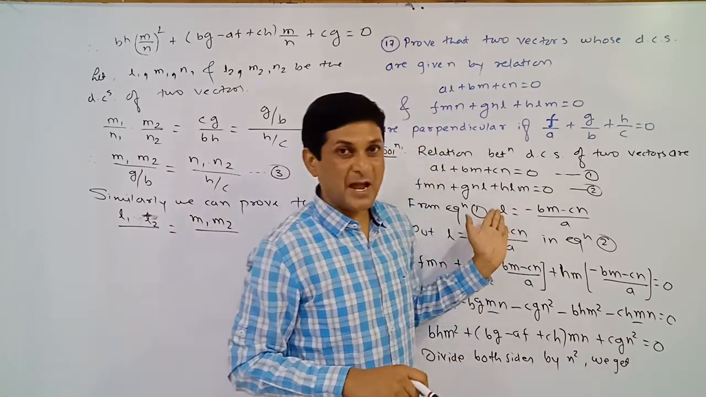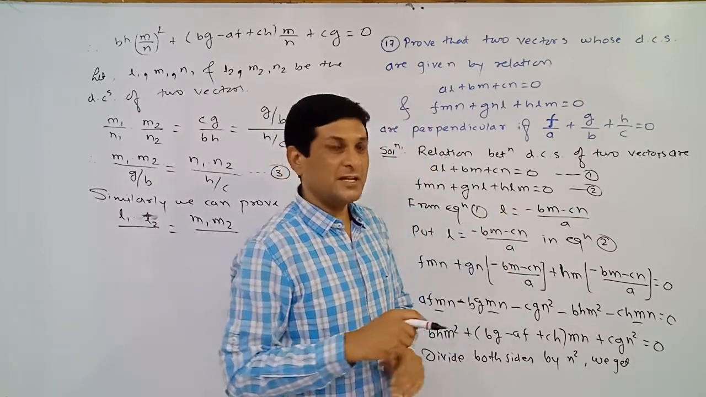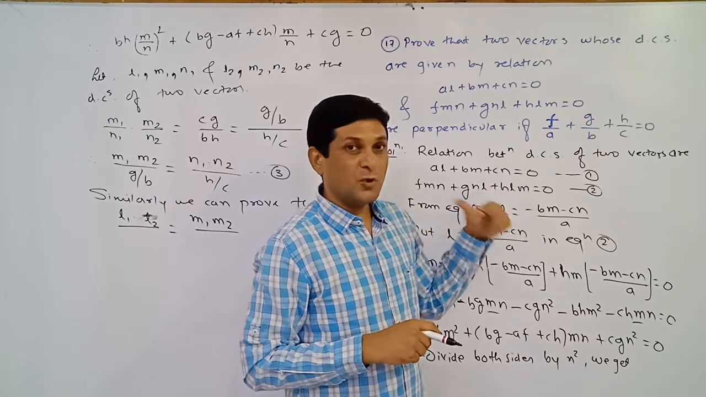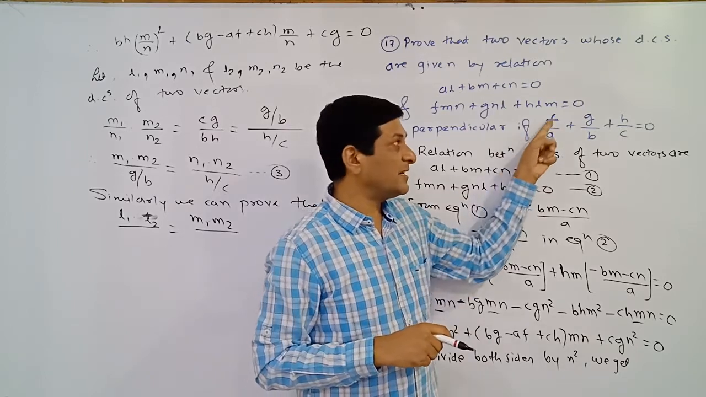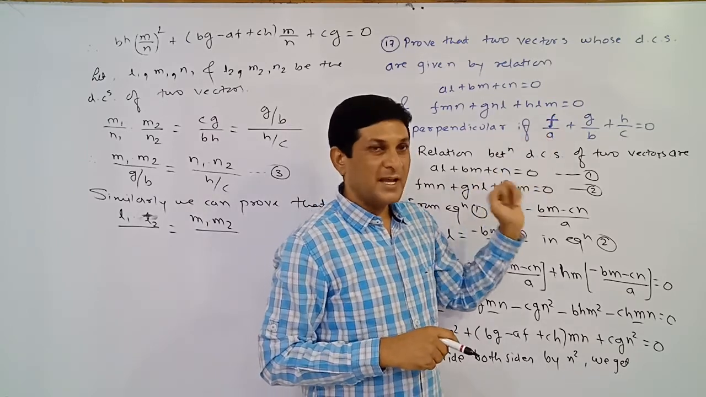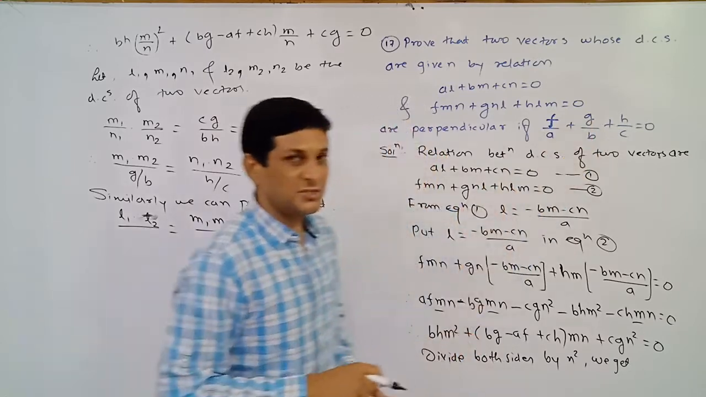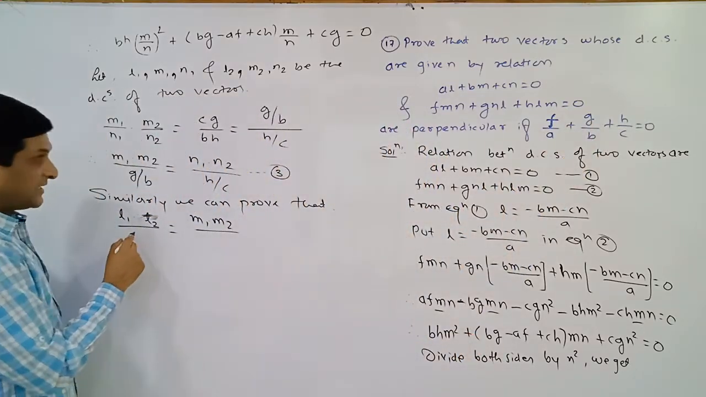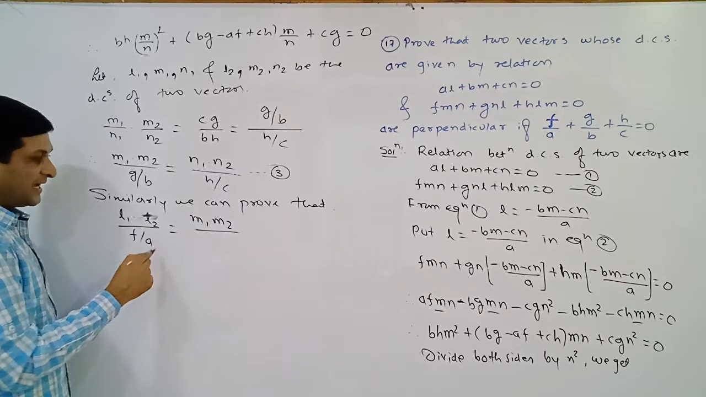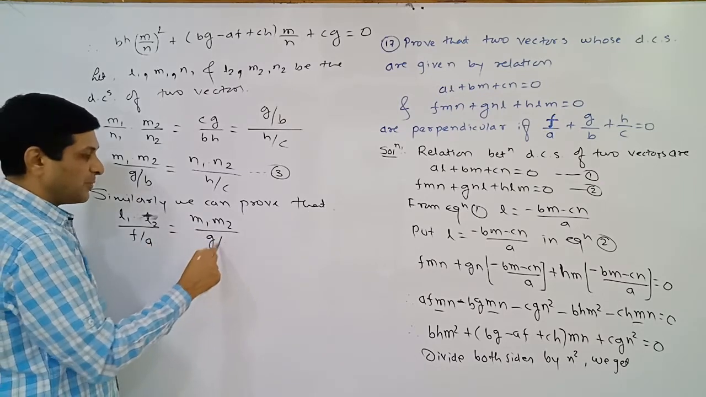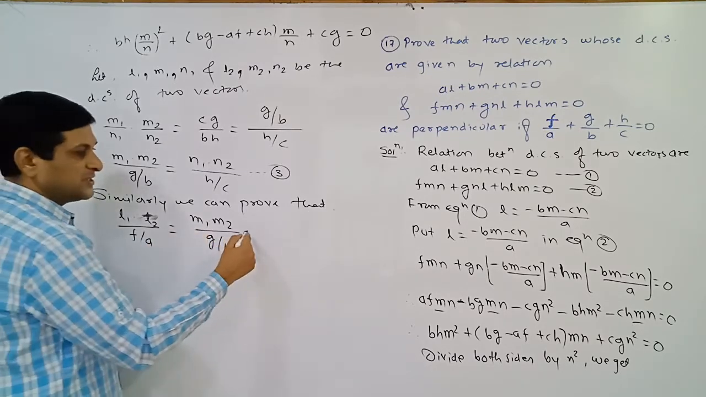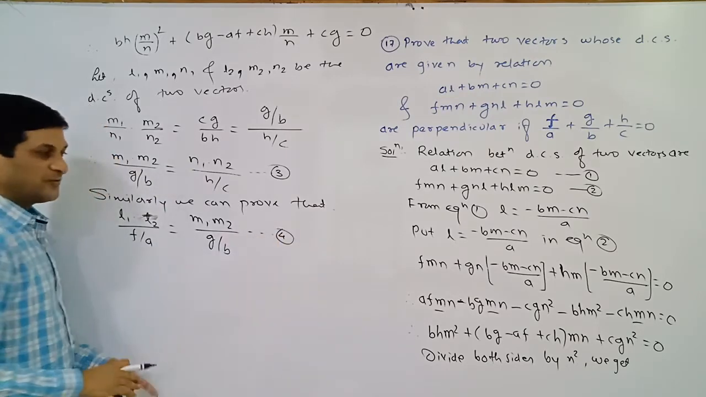If we are substituting the value of what? Instead of L, if we are substituting the value of N, what will be the denominator of the first term? Definitely it will be F upon A, and the denominator of the second term will be G upon B. So here we will get F upon A, and here G upon B. Let us denote this equation by equation number 4.